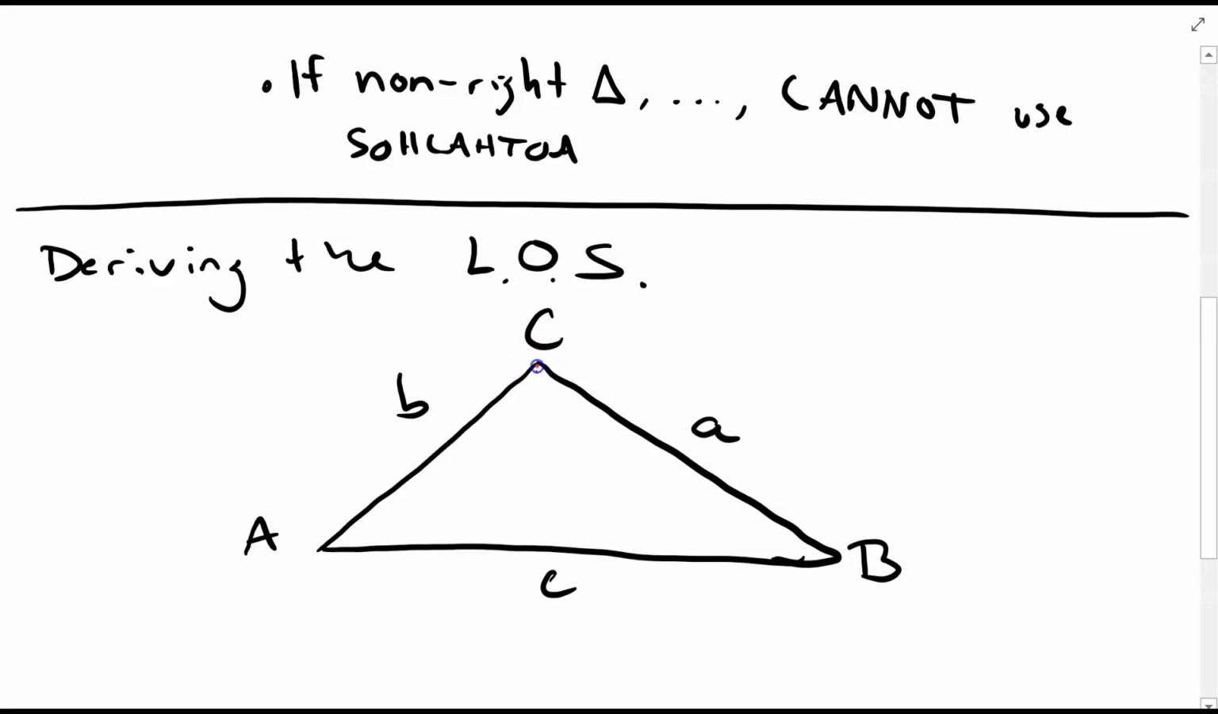So what I'm going to do is start by drawing in an altitude. An altitude is a segment that goes from one vertex to the opposite side and intersects the opposite side at a right angle. The advantage of doing this is that it creates 2 right triangles for me. Everybody can kind of see that, right? And just for the sake of argument, let's call that altitude h. Everybody's okay with that?